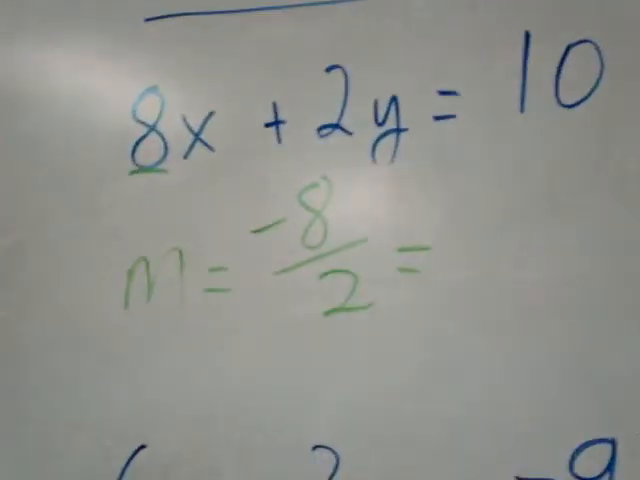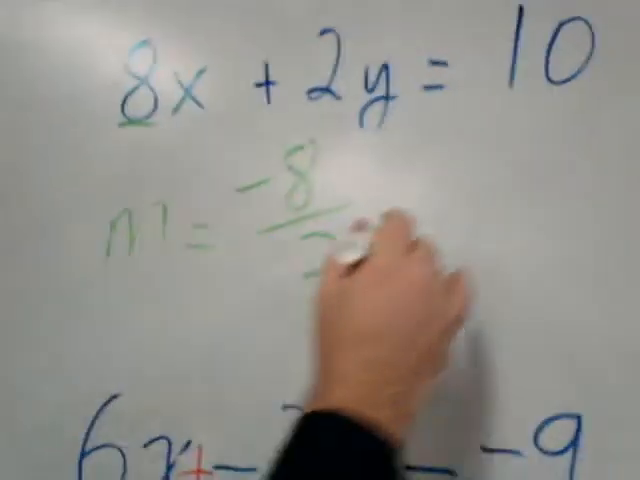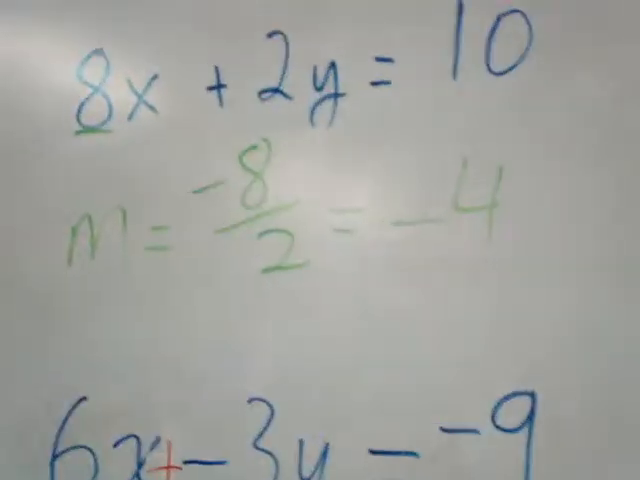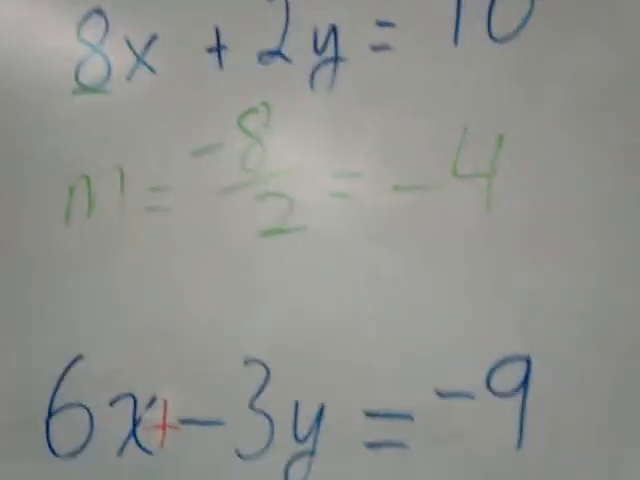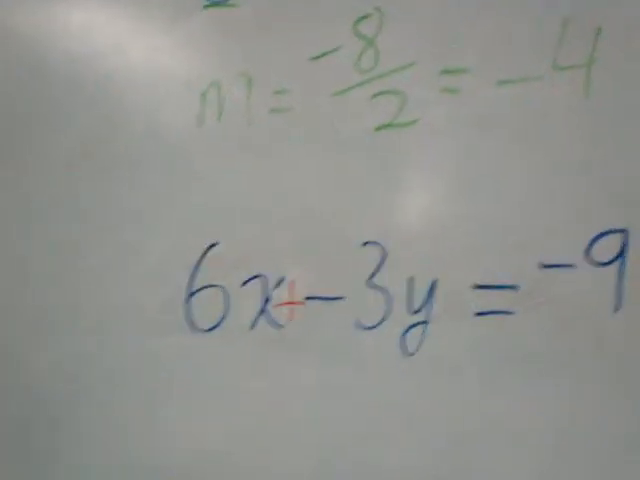Now I can simplify this. Negative 8 divided by 2 is a negative 4. So in this case, slope is negative 4, using this shortcut, this little tool. Now, let's solve the same thing. Let's find the slope by solving for y, getting it in slope-intercept form.